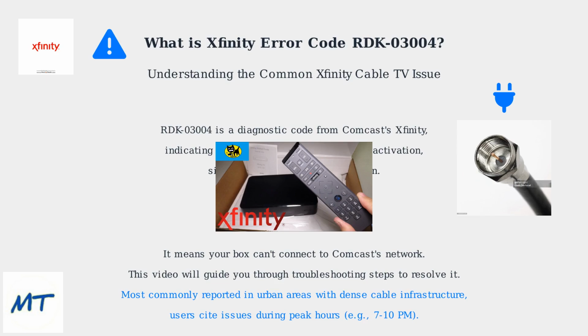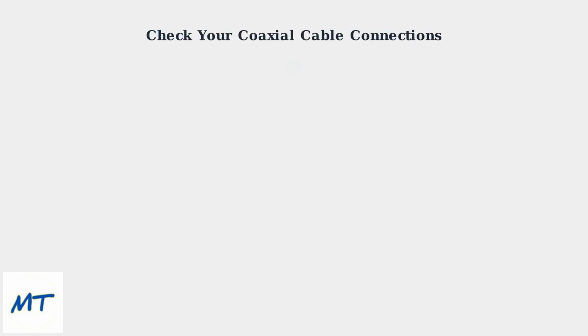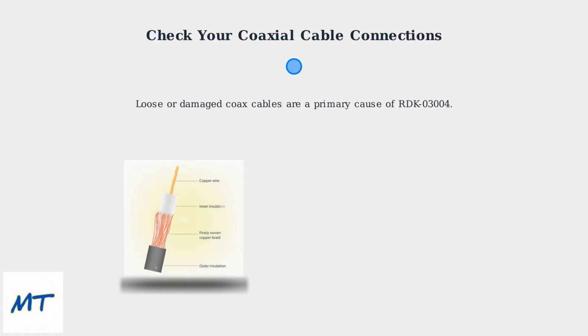Most commonly reported in urban areas with dense cable infrastructure, users cite issues during peak hours, such as 7 to 10 p.m. Loose or damaged coaxial cables are often the main reason for Xfinity Error Code RDK-03004. These cables carry the signal from your wall outlet to your Xfinity box.